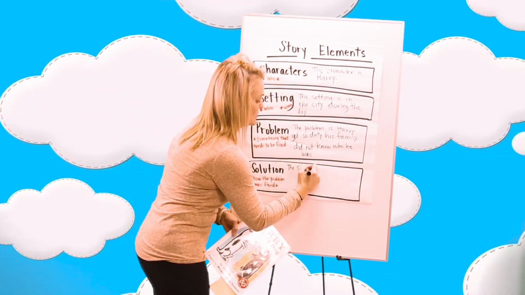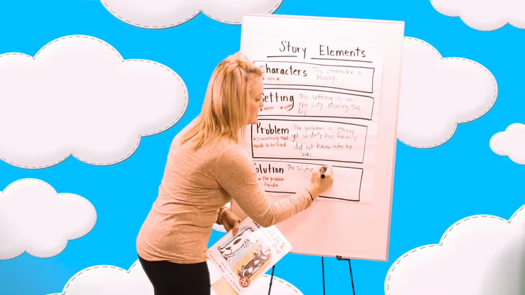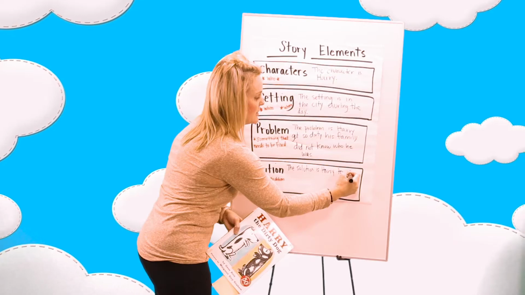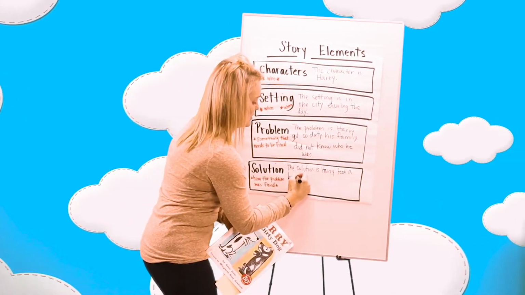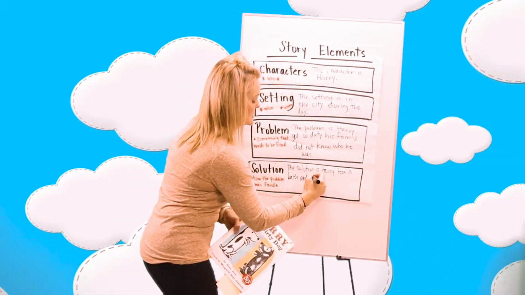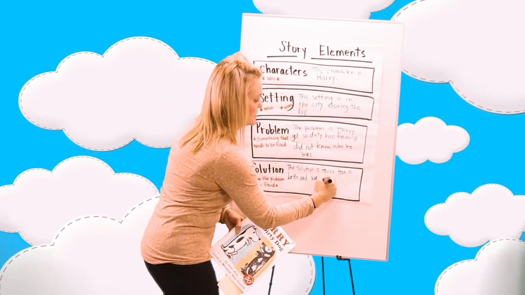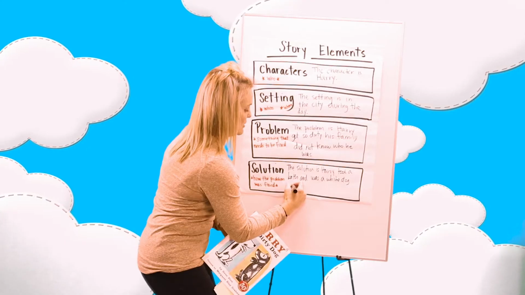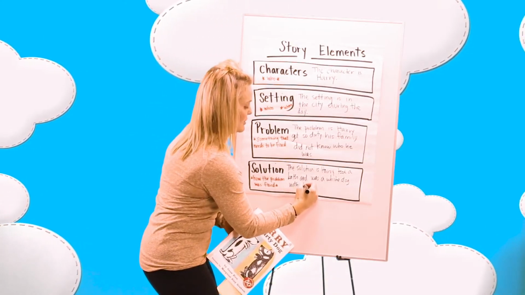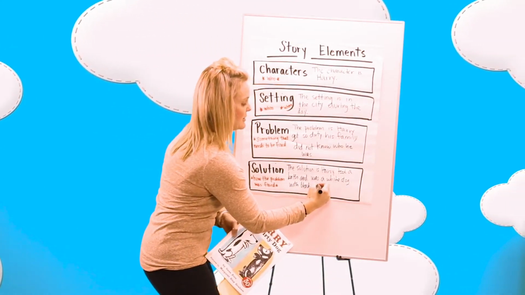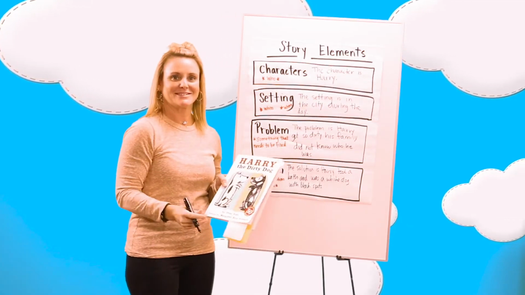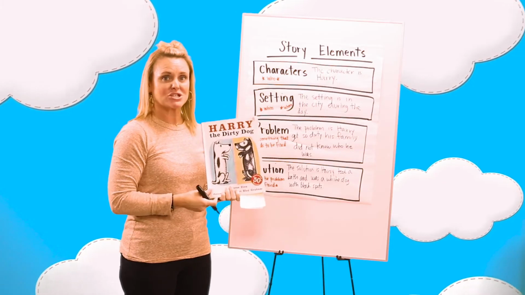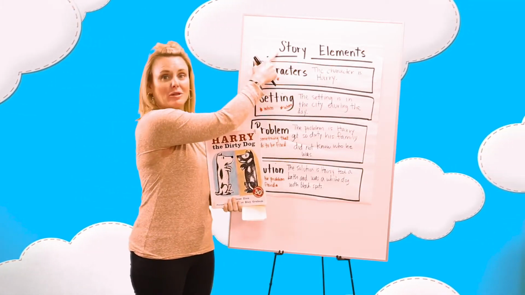The solution is Harry took a bath and was a white dog with black spots. So when you're reading a story, remember your fiction stories have story elements.